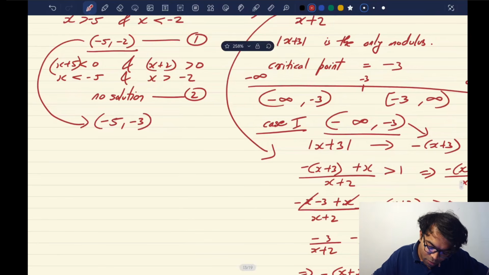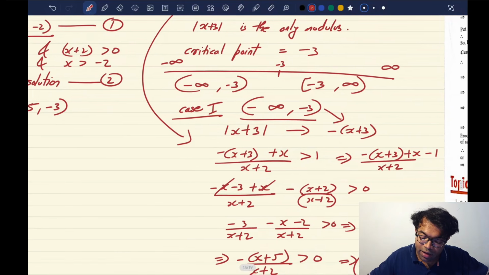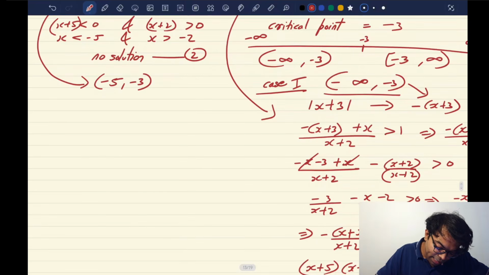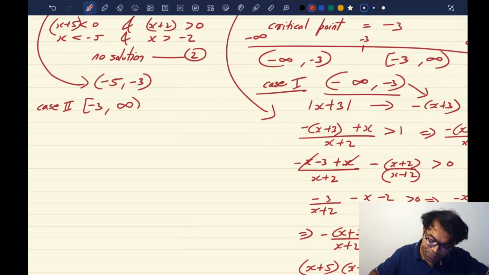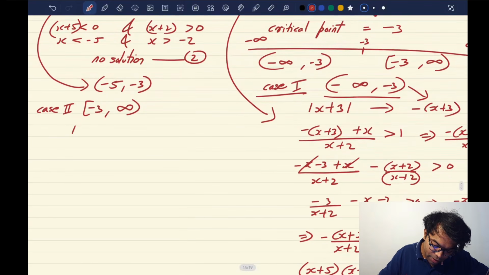Because the interval does not include minus 3. The first interval does not include minus 3, but the second interval does. Case number 2, minus 3 to infinity. Now, from minus 3 to infinity, modulus of x plus 3 will become x plus 3.